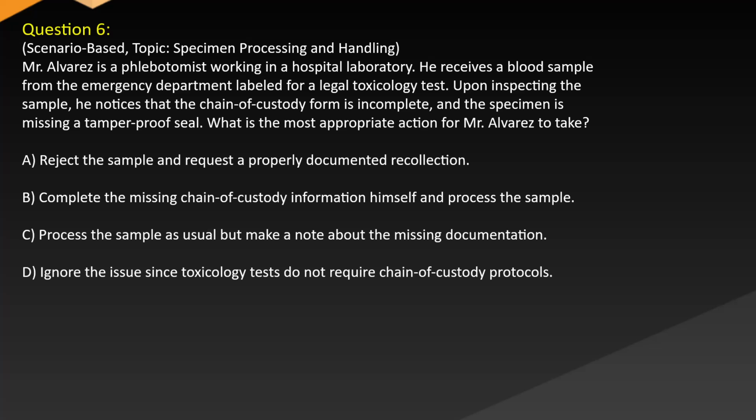B. Complete the missing chain of custody information himself and process the sample. C. Process the sample as usual but make a note about the missing documentation. D. Ignore the issue since toxicology tests do not require chain of custody protocols.